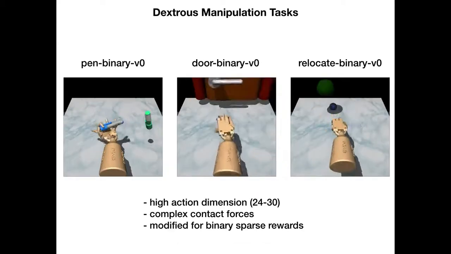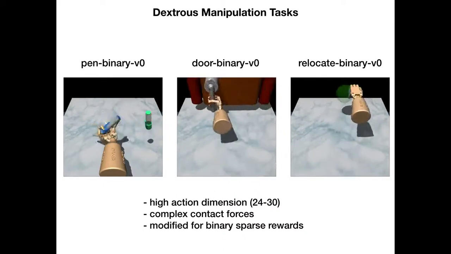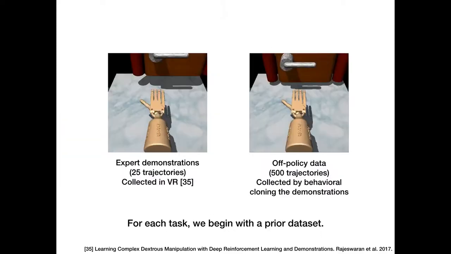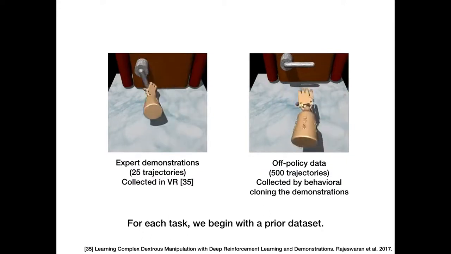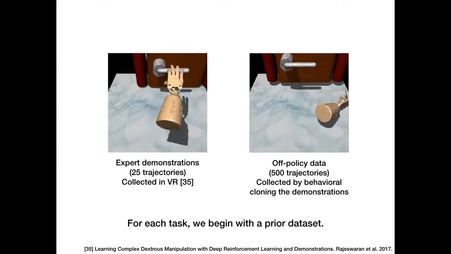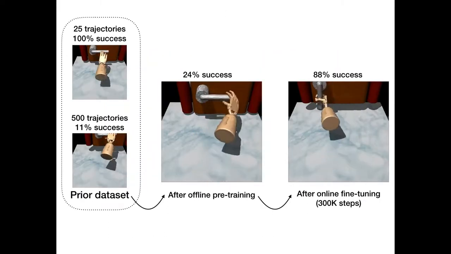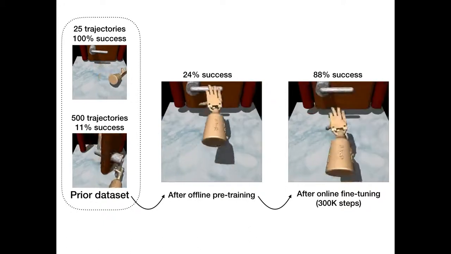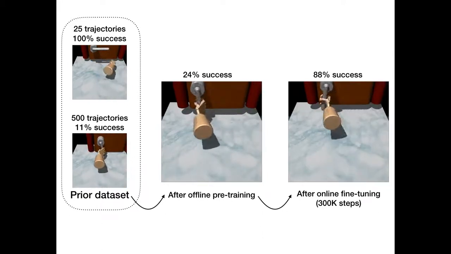We evaluate our method against prior methods on a suite of dexterous manipulation tasks. These tasks exhibit high action dimension, complex contact forces, and sparse rewards. For each task, we begin with a prior dataset of human demonstrations and off-policy data collected by behavior cloning on those demonstrations. As you can see, the behavior cloning is not very successful in many of these tasks. On this door opening task, we find that AWAC begins at reasonable offline training performance and then learns quickly online. After 300,000 time steps, which is less than an hour of real-time experience, AWAC has nearly mastered the task.